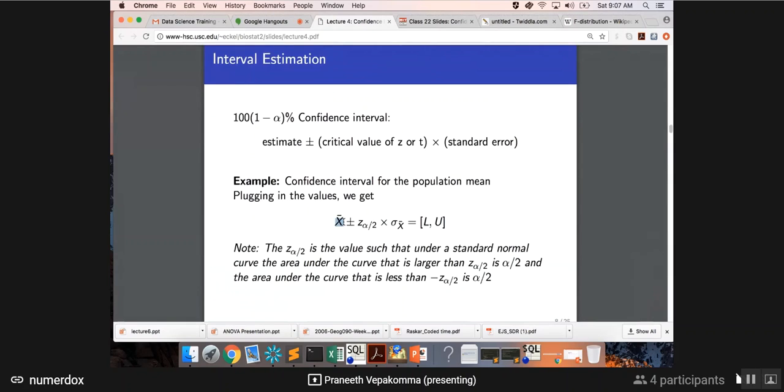Where you want to come up with, if you're estimating the mean, so you don't know the population mean, you only know the sample mean, which is this value. And then you're saying the population mean will be around this interval around the sample mean: plus this value is the lower limit, minus this value is the upper limit. So that is what you're doing. How are you doing that?